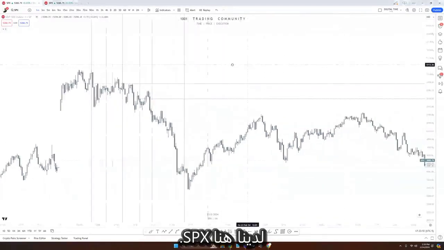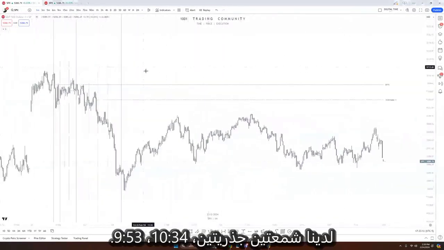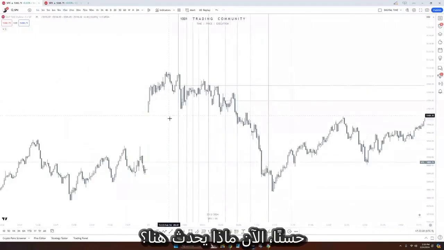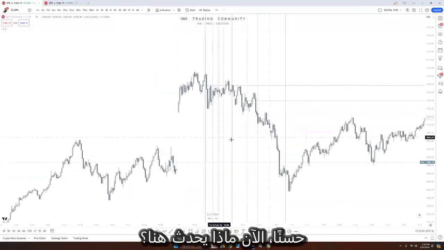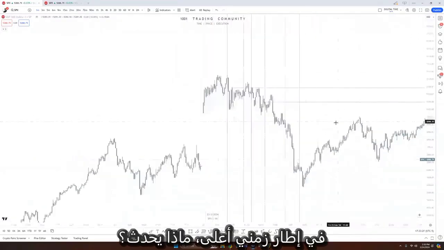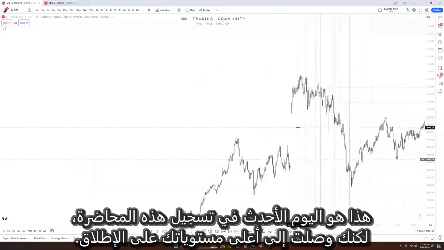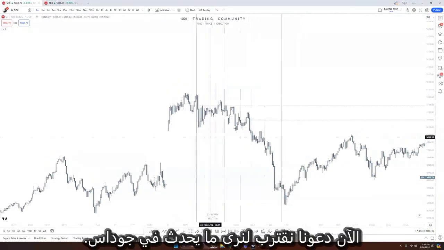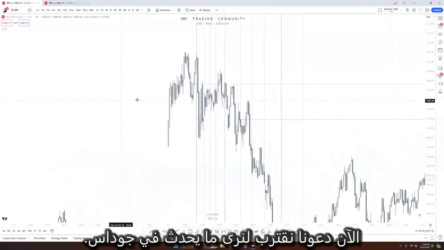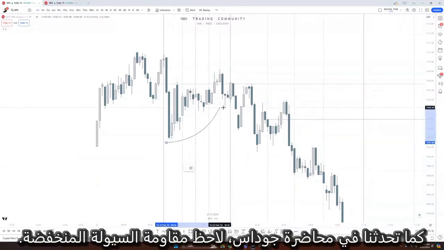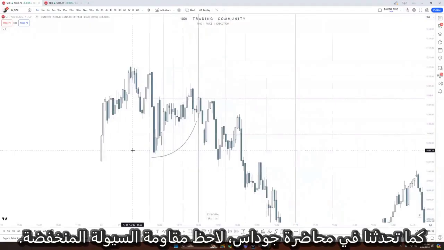Here we have SPX. We have these two root candles, 1034, 953. Okay, now what's happening here? On a higher time frame, what is occurring? You're hitting all-time highs. This is the most recent day of this lecture recording, but you're hitting all-time highs. Now let's zoom in to see what's going on in Judas. As we talked about in the Judas lecture, observe the low resistance liquidity.